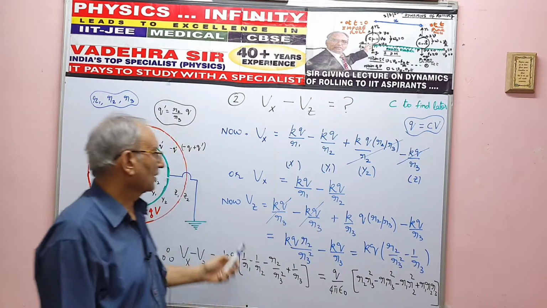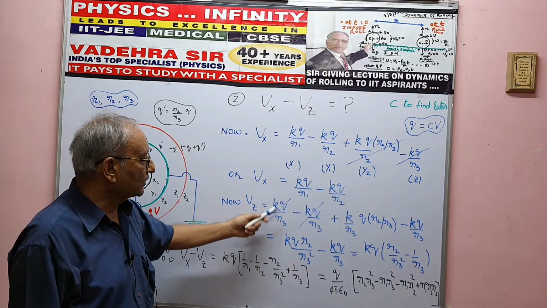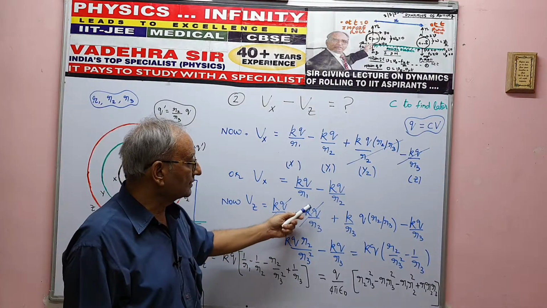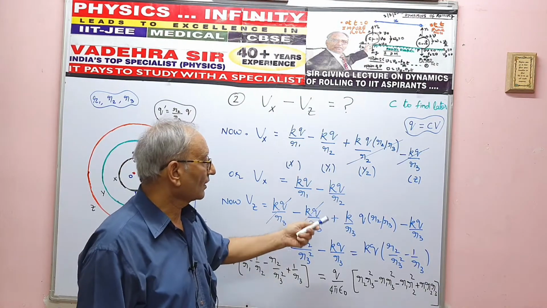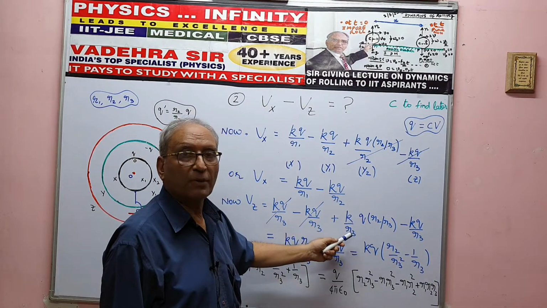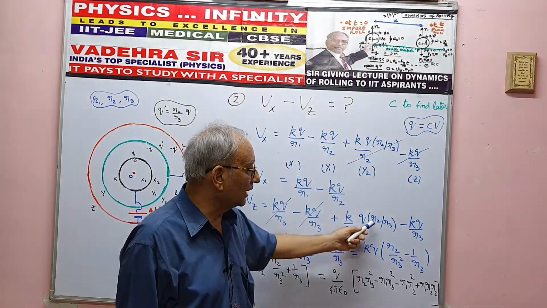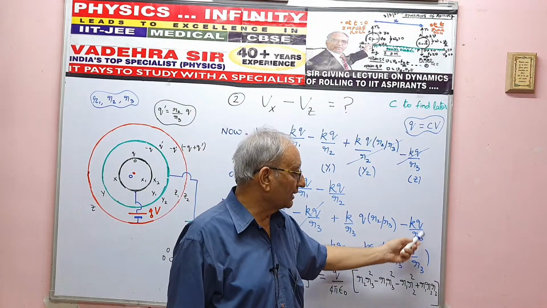Let's go on to Z, the plate Z. So kQ by R3 due to the plate X, minus kQ by R3 due to the face Y1, plus kQ dash upon R3 due to Y2. I replace Q dash as Q into R2 by R3, and then the contribution of Z itself, minus kQ by R3.